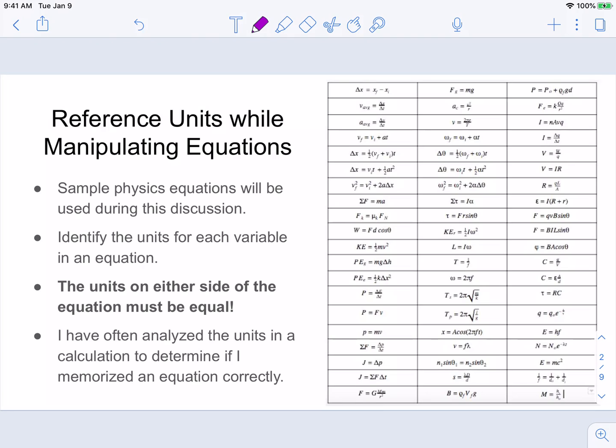So as we go through, when I'm talking about units here and for the rest of the lessons that I do, I'm just going to be referencing the metric system or the SI system. I will not be using US customary units. So that's something to keep in mind. The metric system is what we will be using here.